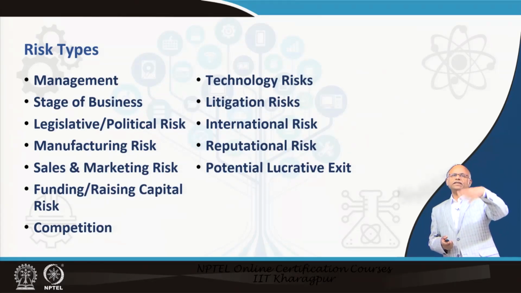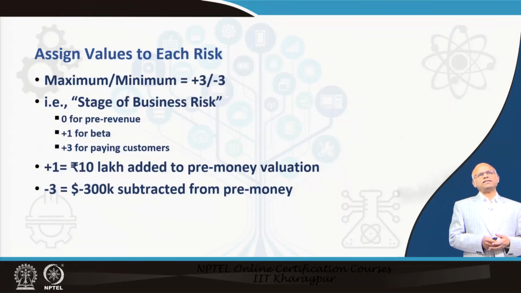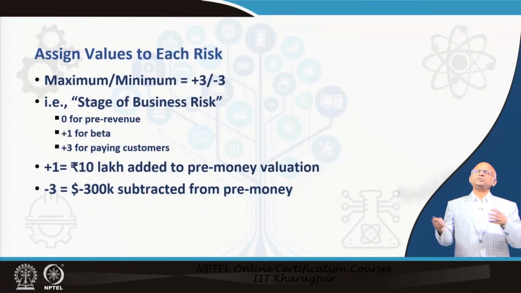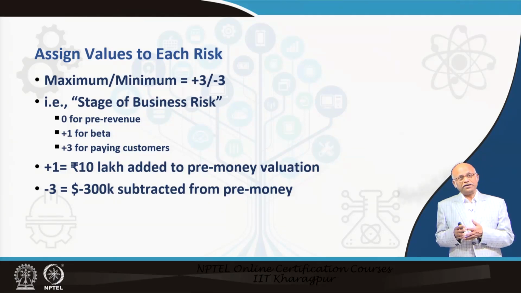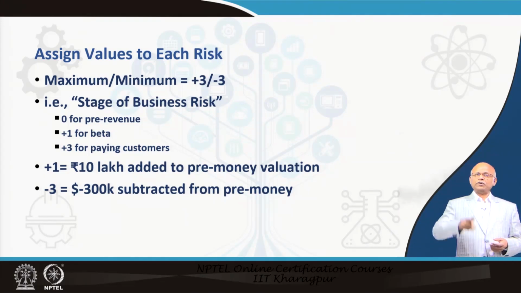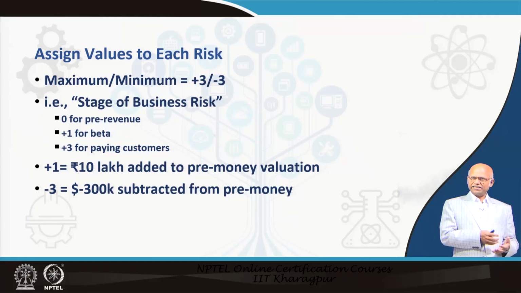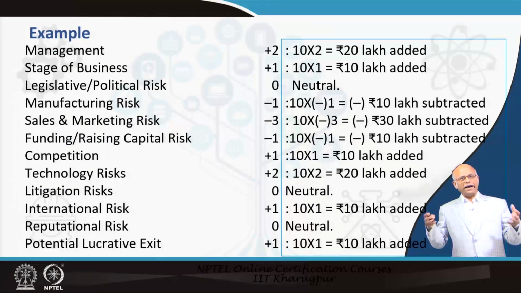Risk type, these may be some of the risk parameters or metrics. Now, here is an example. Suppose you think that okay, maximum I will assign 3, minimum I will assign -3. So, 0 for pre-revenue period, +1 for beta stress testing, +3 for paying customers. Suppose they have acquired some customers. For each value you are going to assign, say, rupees 10 lakh added to pre-money valuation, and for -3 you are assigning, say, 30 lakh rupees of minus valuation.